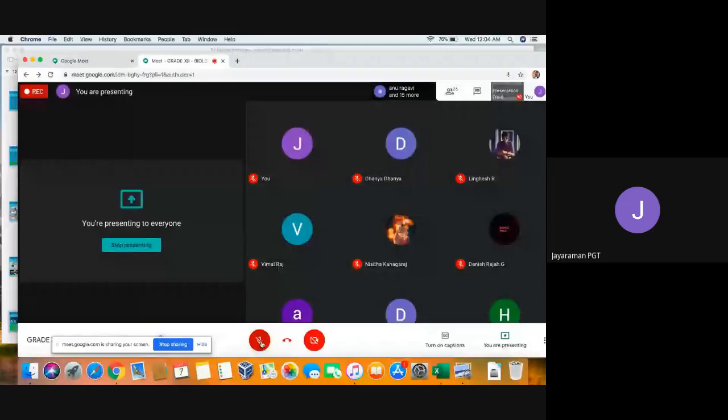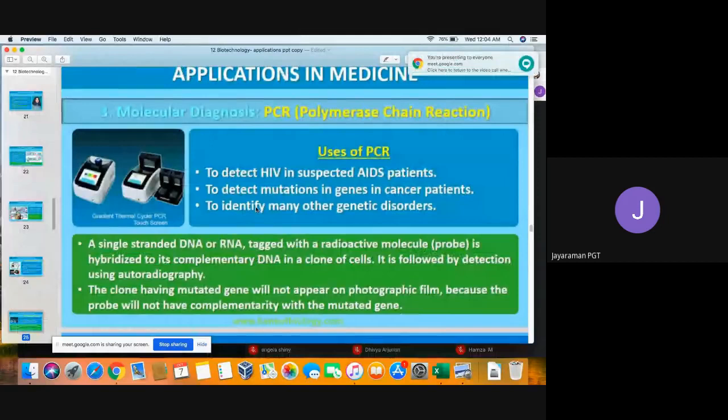Okay, are you listening? Now, the use of PCR is to detect suspected HIV in an AIDS patient. From a small quantity itself, in the beginning itself, HIV can be detected. You have to go for it one or two times for AIDS. It's not one time, it's a confirmation test. Sometimes a false result may come, so two, three times you have to give it for confirmation. It can also detect mutation in genes, in cancer patients, since the gene can be completely multiplied. Many other genetic disorders can be identified using PCR. Many more applications are there nowadays.